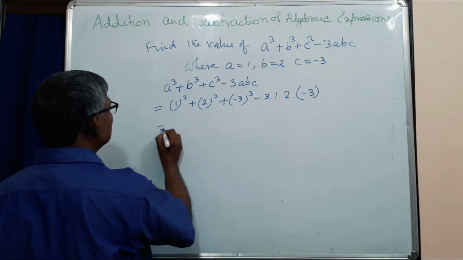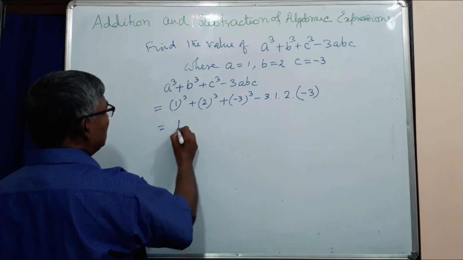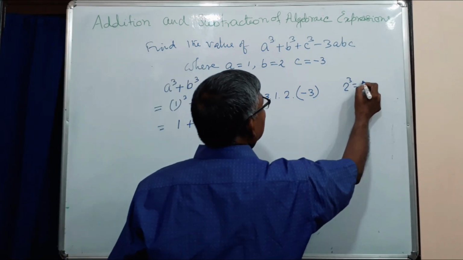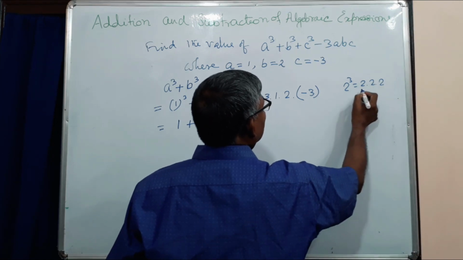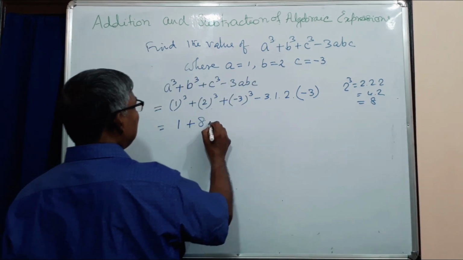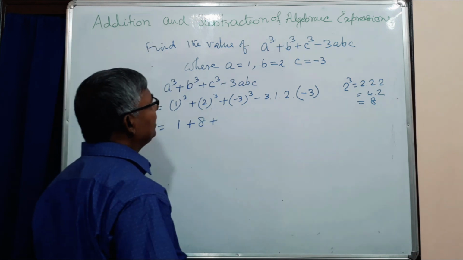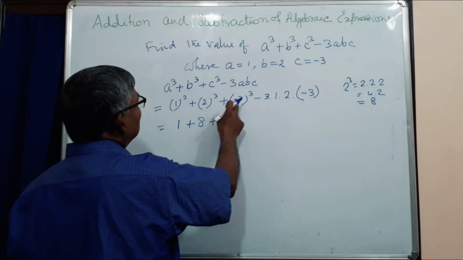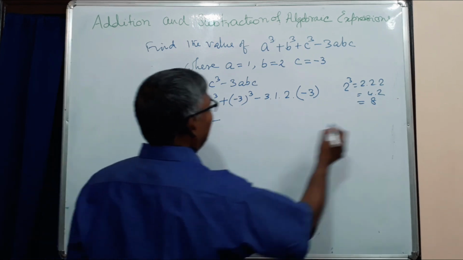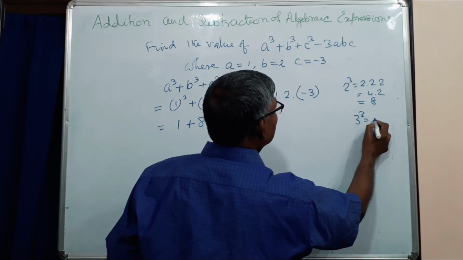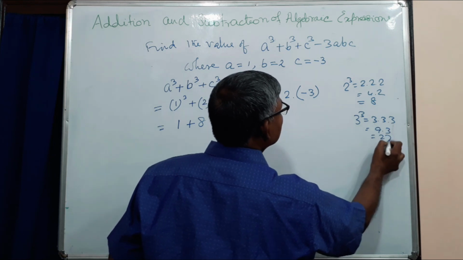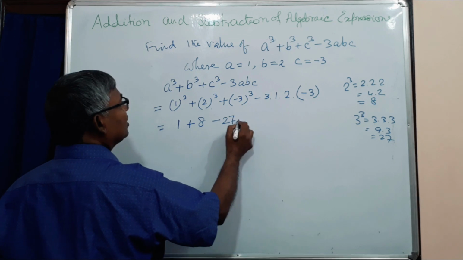So what is the value of this? 1 cube means 1 into 1 into 1, that is 1. 2 cube means 2 into 2 into 2, that is 4 into 2, that is 8. Here is 8, and I have already told minus to the power of an odd number is negative, and 3 to the power 3 means 3 into 3 into 3, 9 into 3, that is 27. So it will be minus 27.